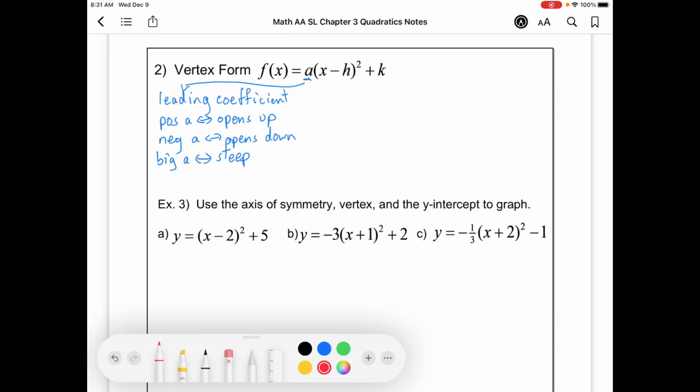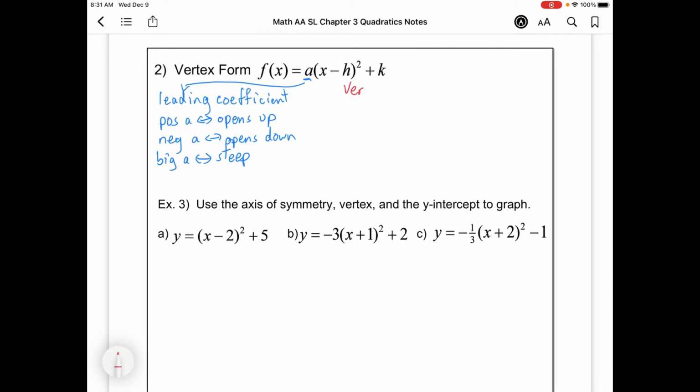Now, what vertex form tells us, not surprisingly, is where the vertex is. So the vertex is going to be at the point (h, k). Okay? So h is the number that you subtract from x in this little squared binomial, and k is the number that's tacked on to the end.